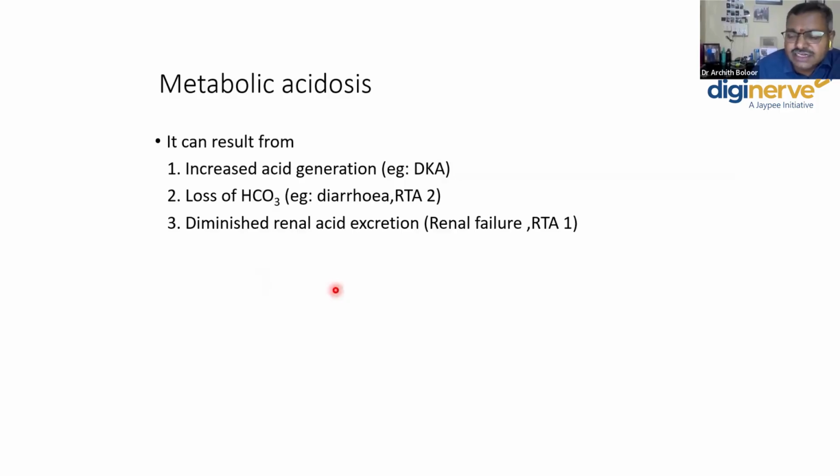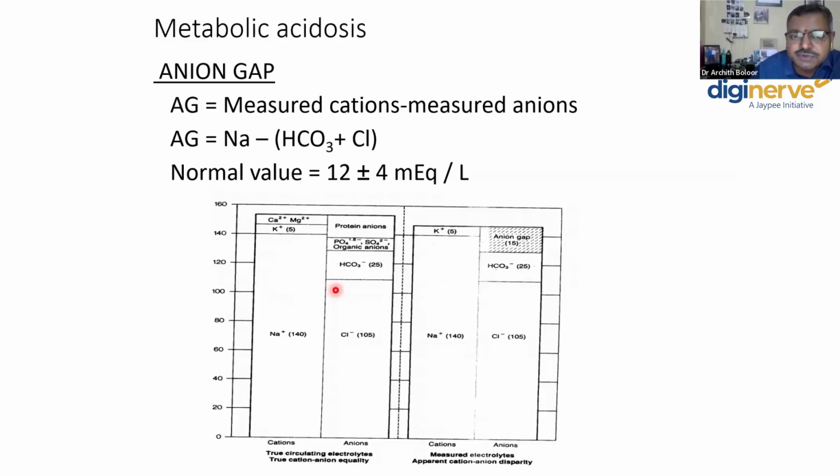So when we have identified metabolic acidosis, the next process that we are going to do is an anion gap. Now, what do you mean by anion gap is the measured cations minus the measured anions. So you're going to use sodium minus bicarbonate plus chloride. So potassium we are not using. So normally value of an anion gap is 8 to 16, so 12 plus or minus 4. That's the normal anion gap that we see.